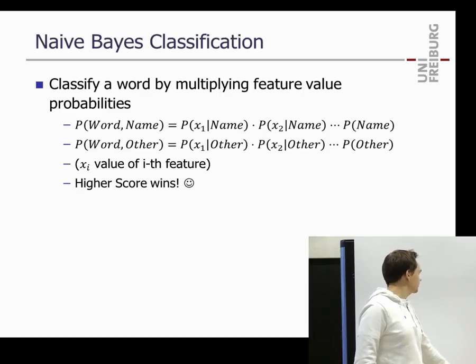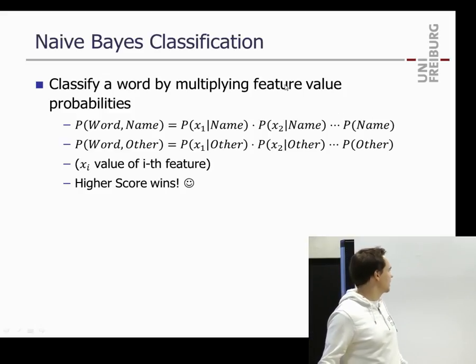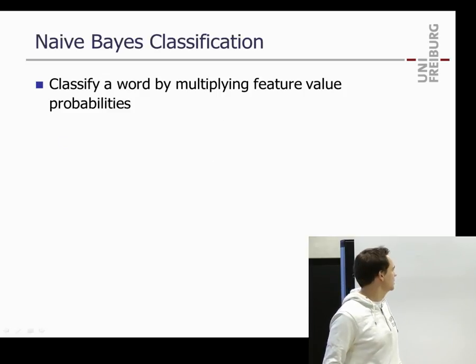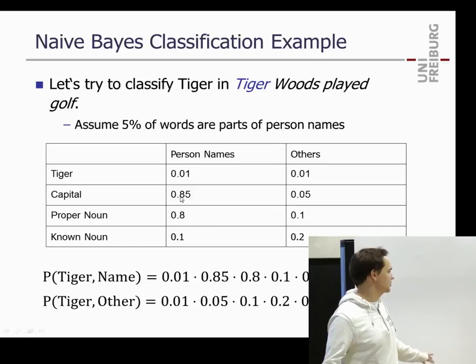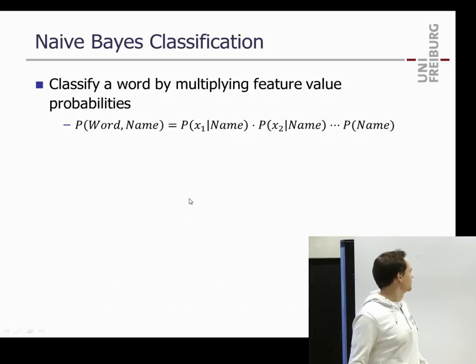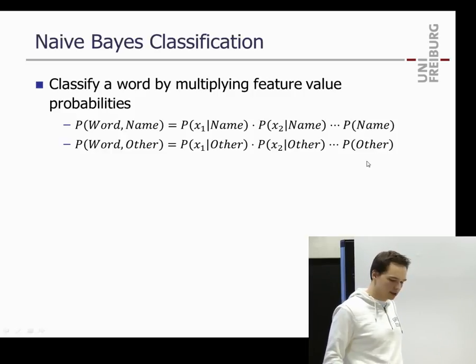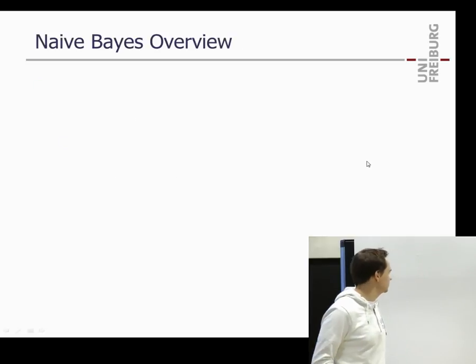This is the same as what we did in this example. When we want to classify some word, we just multiply the feature value probabilities. These feature value probabilities would be, for example, what's the chance that a person name is capitalized and so on. And then we look if it's capitalized, then we multiply with this. Otherwise, we would multiply with 1 minus this. So if we get some non-capitalized person name, for example, and we take these values, then we'd have to multiply with 0.15. Okay, so we make all these multiplications. We also multiply the total frequencies, these 5% and 95%. And then the higher score wins. That's what we just did.